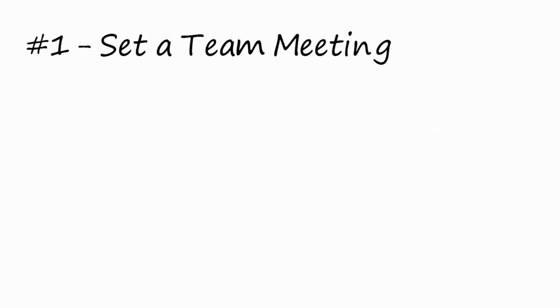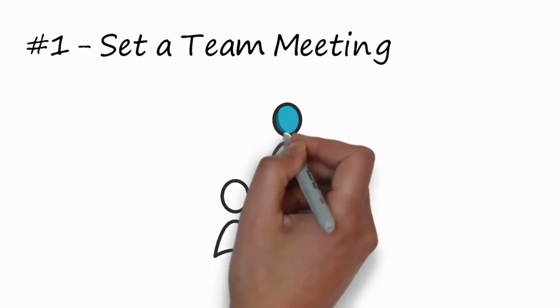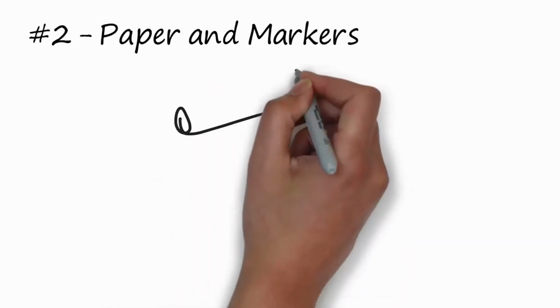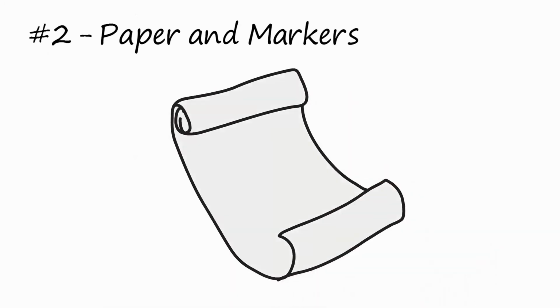Step number 1 is to set a meeting with the team, with a clear description of the project you want to evaluate. Step number 2 is to take a big piece of paper and draw 4 blocks with the titles inside. Step number 3 is to fill the square of the strengths.